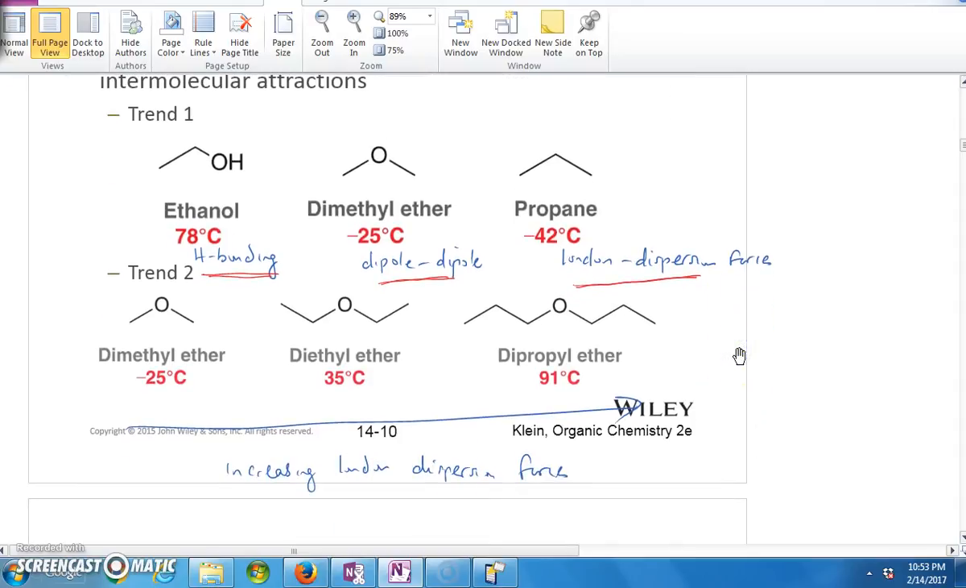But if we look at this comparison here, all these molecules are ethers, so they all have dipole-dipole interactions common to them. So the reason why the boiling point increases is because of London dispersion forces. It's an increasing boiling point due to the presence of London dispersion forces.